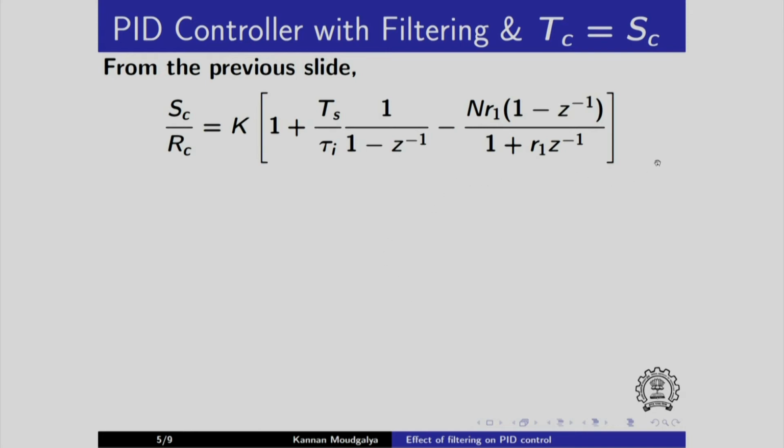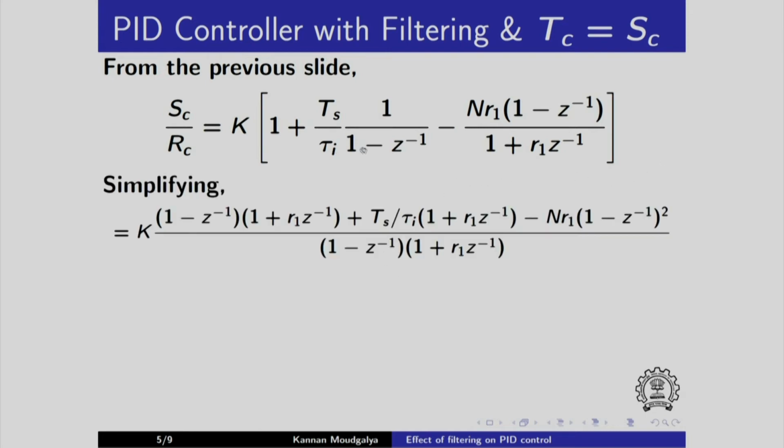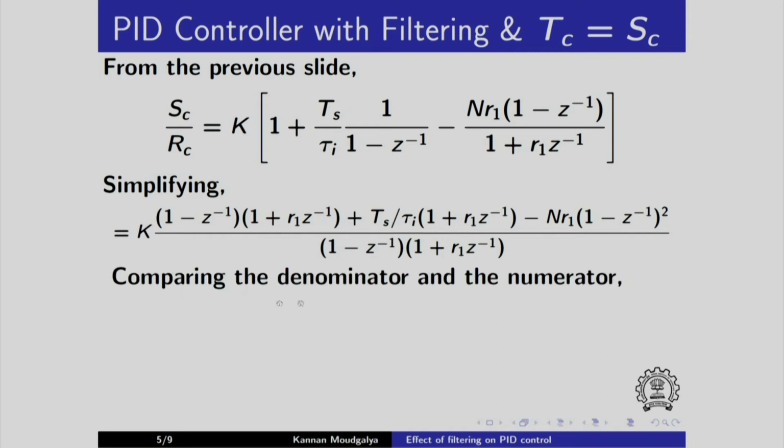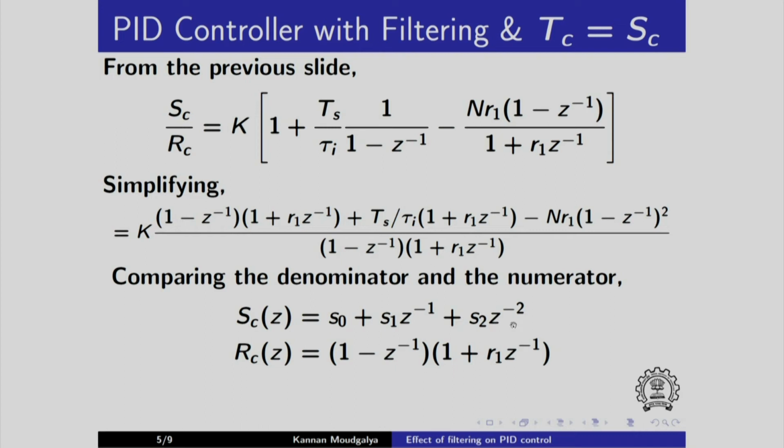Okay, let us start with that expression. Let us simplify this. In the denominator I have 1 minus Z inverse and 1 plus R1 Z inverse. So these two appear in the numerator of the first term, and then further simplifications here, second term and third term. I would want you to derive this expression. When we compare the denominator and numerator with the expression here, namely SC and RC, SC will have up to Z power minus 2. You have Z power minus 2, for example, Z minus 1 whole squared, you get Z power minus 2.